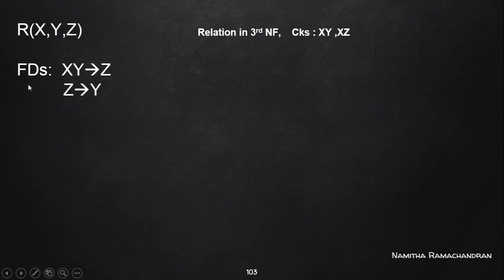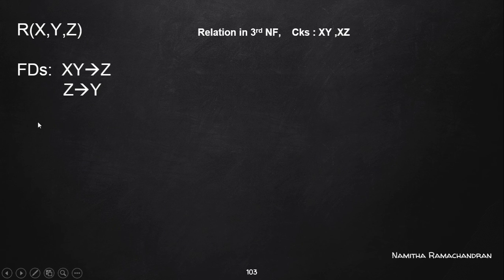Now we want to check whether this relation is in BCNF or not. For a relation to be in BCNF, the LHS of all the dependencies must be super keys. Consider the first one: XY derives Z. XY is a candidate key directly. All candidate keys are always super keys. So this one is valid for BCNF.